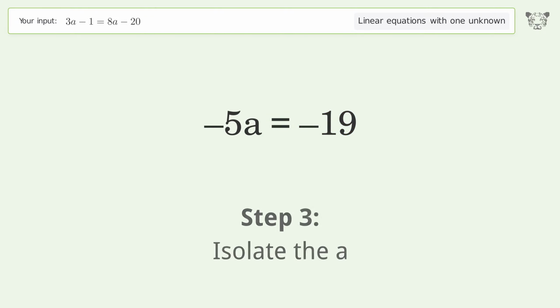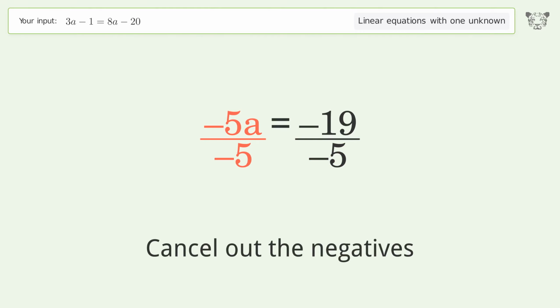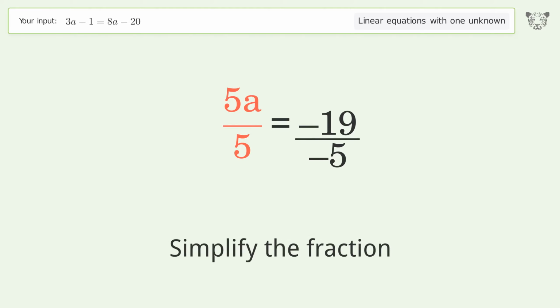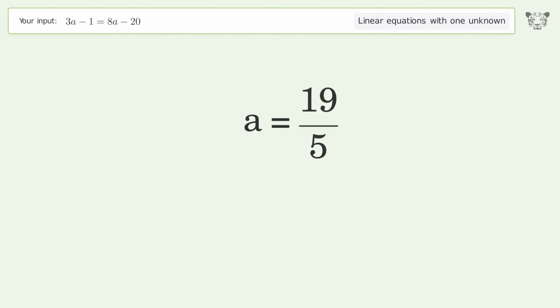Isolate the a. Divide both sides by -5. Cancel out the negatives. Simplify the fraction. Cancel out the negatives. And so the final result is a equals 19 over 5.